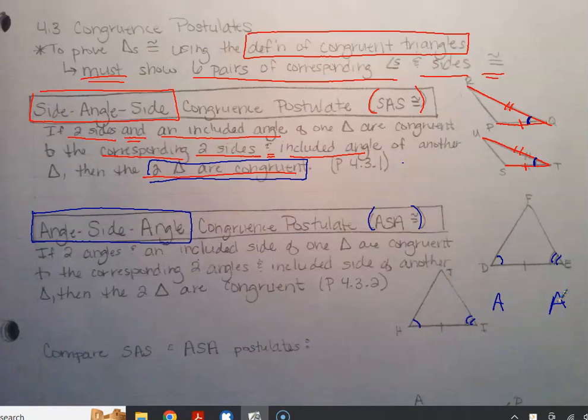And I have to have an included side. So the side between those must be congruent. So that's HI is congruent to DE. So I have a side in the middle, just like in ASA. It's an angle, then a side, and then an angle. If I have that, then the 2 triangles are congruent.